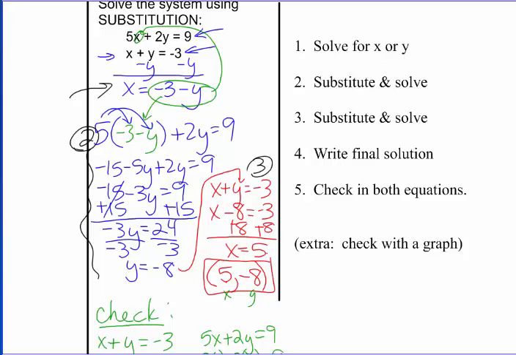Step 3 was the other substitute and solve. So you take your answer, plug it into one of the original equations, and then solve. So the red was the other step 3. Step 4 was write your final solution. So this is your step 4. That by itself has 2 points. Okay, so if you don't write it, you don't get those 2 points. You have to write the ordered pair. Then you check in both equations. So that was number 5, the check at the bottom. Okay, so that's the process for solving with substitution.